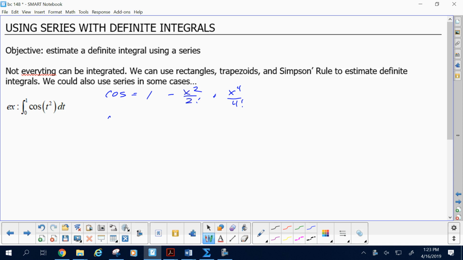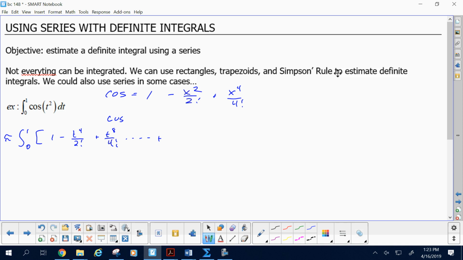Cosine of then t squared, actually let's just start now writing this into the integral. Cosine of t squared, that means substituting t squared in for every x. So 1 stays 1, but what does x squared over 2 factorial become when substituting in t squared? T to the fourth over 2 factorial. What does x to the fourth over 4 factorial become? T to the 8 over 4 factorial.